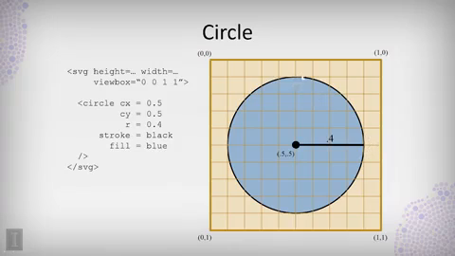I can set a property of the stroke to be the color black, and I can set the property of its fill to be the color blue, and I get a black circle with a blue interior as a result, and that will be embedded, in this case, in my web page.